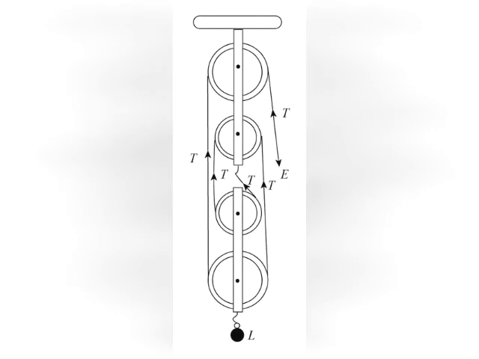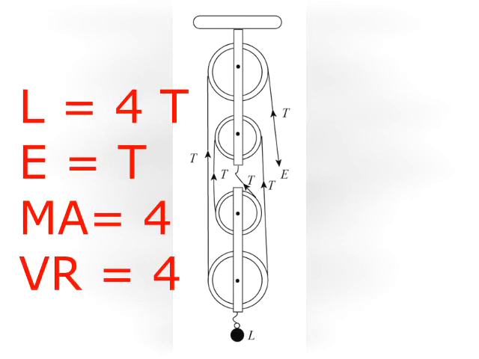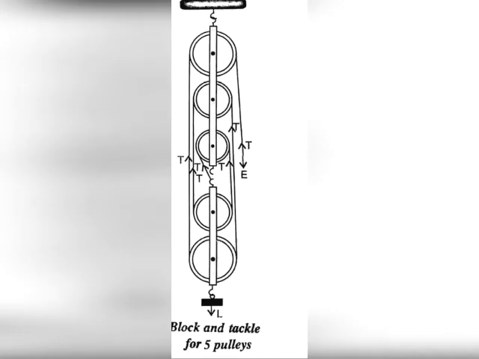Now let's look at the 4 pulley system. Here 4 strands are supporting the load. Hence, load is equal to tension provided by the 4 strands. Hence, load L is equal to 4T. The effort is given on the free end. Hence, effort will be balanced by the reaction force of the strands at the free end, which is equal to T. So, here load is 4T and effort is T. Hence, mechanical advantage is 4 and also velocity ratio is 4.